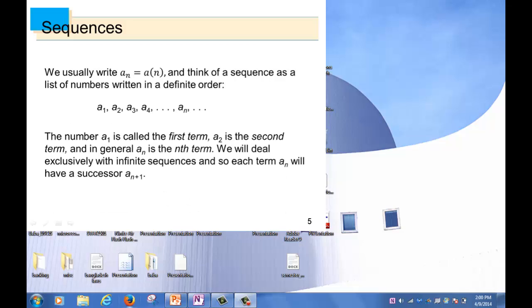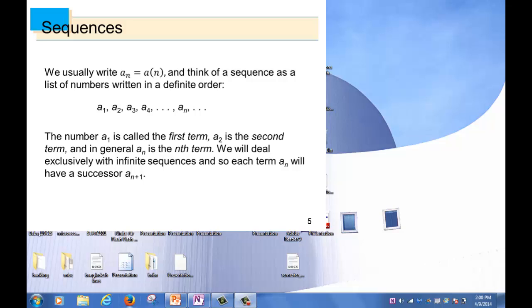Now, it is traditional when we speak about sequences. What is the meaning of the notation a parenthesis n? It means the value of the function a is evaluated at n. Right? A of 1 means the value of the function at 1. A of 2, value of the function at 2.